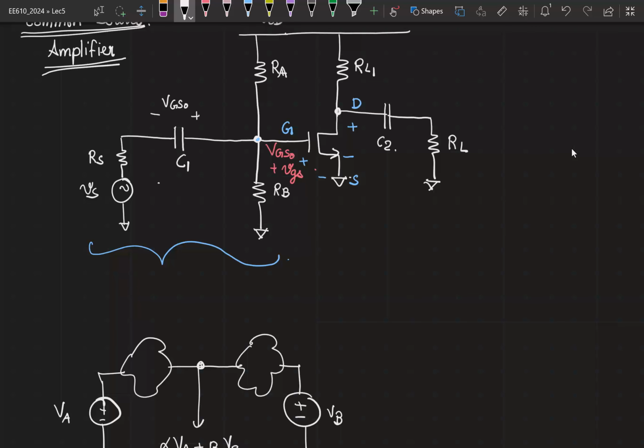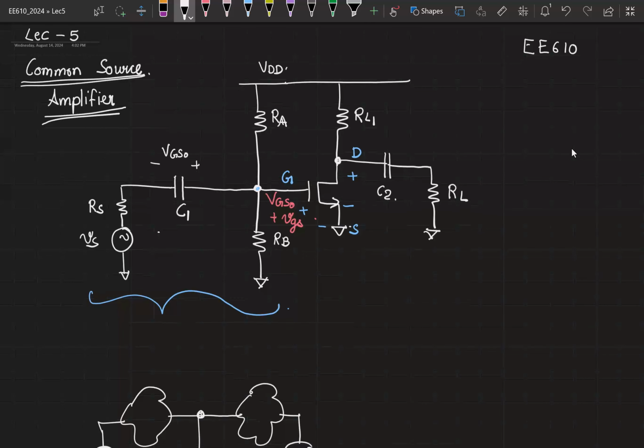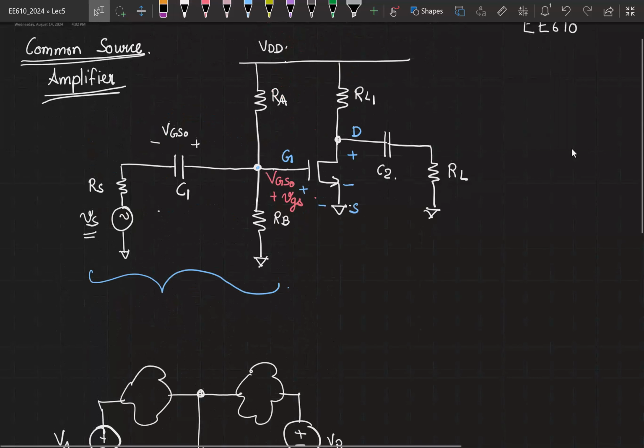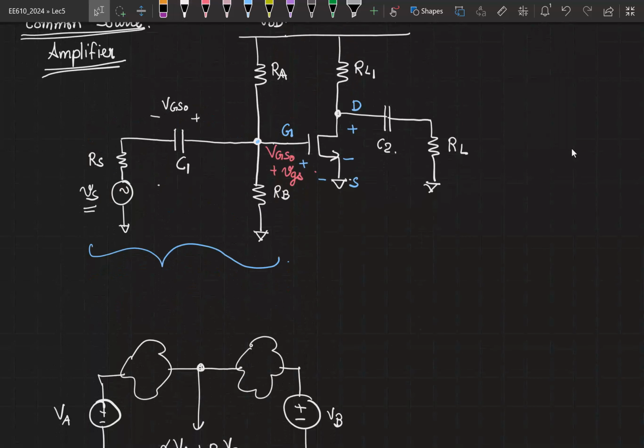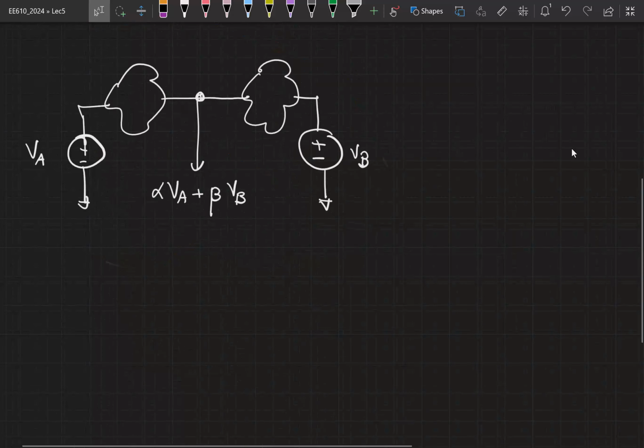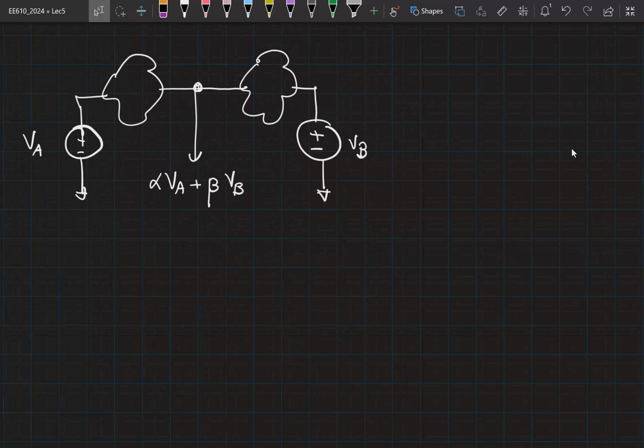We had two sources, one which was derived from VDD, another source which was coming from Vs, and we wanted a combination of that to appear at the gate terminal. Right? So instead of trying to solve it in terms of VGS0, VGS, Vs, etc., let me simplify the problem a little bit more. This is what I want to do. Okay. Can you quickly tell me how I can achieve this? If I simply wanted alpha times VA plus beta times VB at this node, this is now a linear combination of VA and VB. Then what can I do?